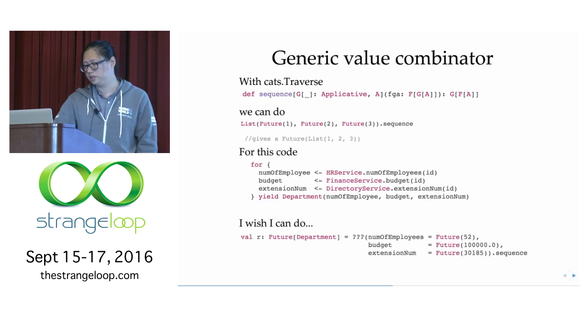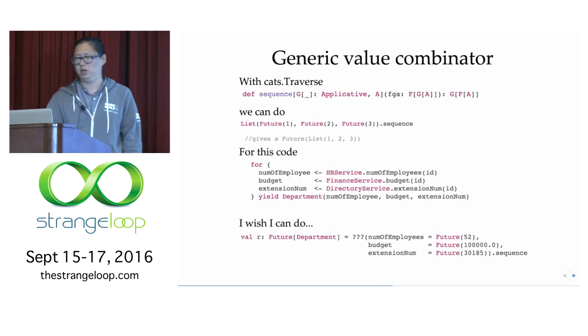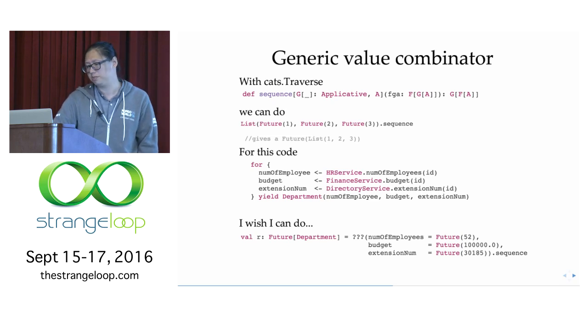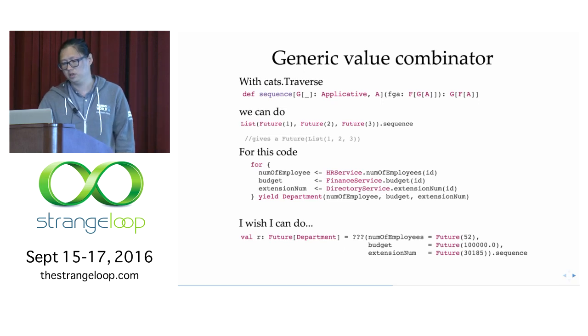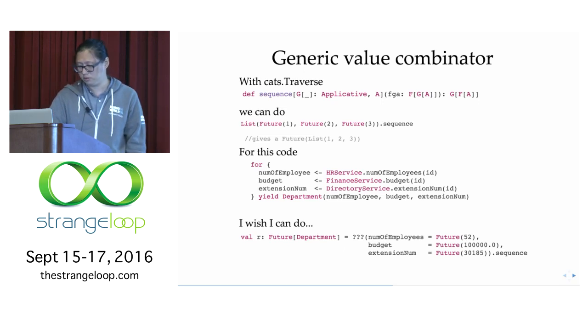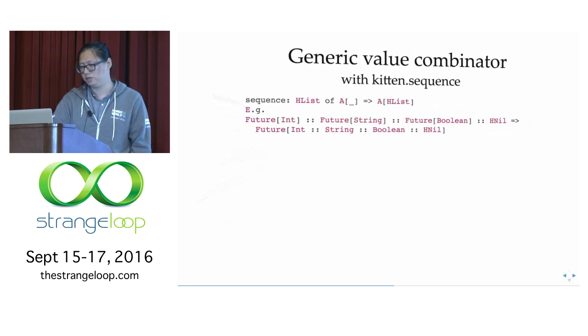It's this thing. It's this department case class. It's a product, right? You have 2, 3 different items of different types. So you have this code that you just extract them out and construct a new department. But what you can do is just say, number of employees is this feature, budget is this feature, and extension is this feature. Let's just do a sequence, and we can sequence out a feature of department, right? That's what generic value combinator is about.